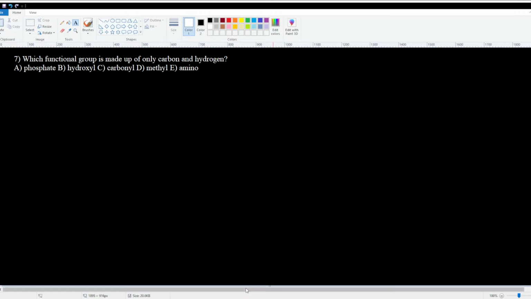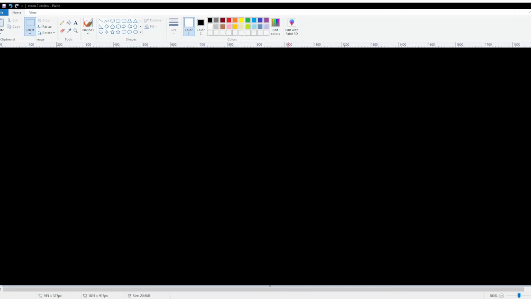Anyway, what does question 7 say? Which functional group is made up of only carbon and hydrogen? Amino group we can eliminate, carbonyl we can eliminate, hydroxyl we can eliminate, and phosphate we could totally eliminate. This one's the most wrong. Methyl group. What is a methyl group? This one you just have to know your functional groups. We went over the functional groups already, right? So this one's just going to be hydrogen with carbon. That's your methyl group. We're done with that one. That one's really simple.